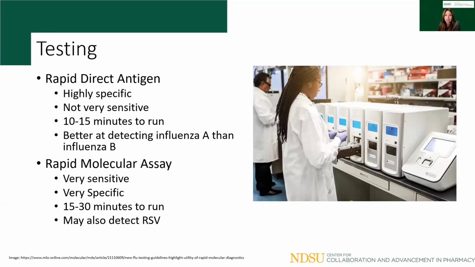We test for influenza in a couple different ways. There's rapid direct antigens. It's highly specific, but it's not very sensitive. So this one's quick. It's a 10 to 15-minute test that can be run, but it's better at detecting influenza A than influenza B. More places you really use this rapid molecular assay, and this is more common in outpatient settings. It's highly sensitive, highly specific, takes 15 to 30 minutes to run, and sometimes can also detect RSV depending on the test that you have. And that's like the most common one. And then we also use PCR testing, and we'll talk a little bit more about PCR testing when we go into RSV, but that's another option, and that will help show other respiratory illnesses besides influenza.